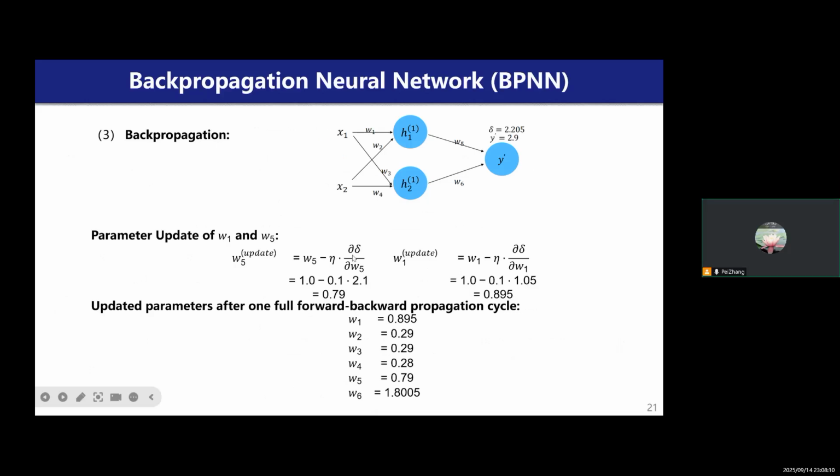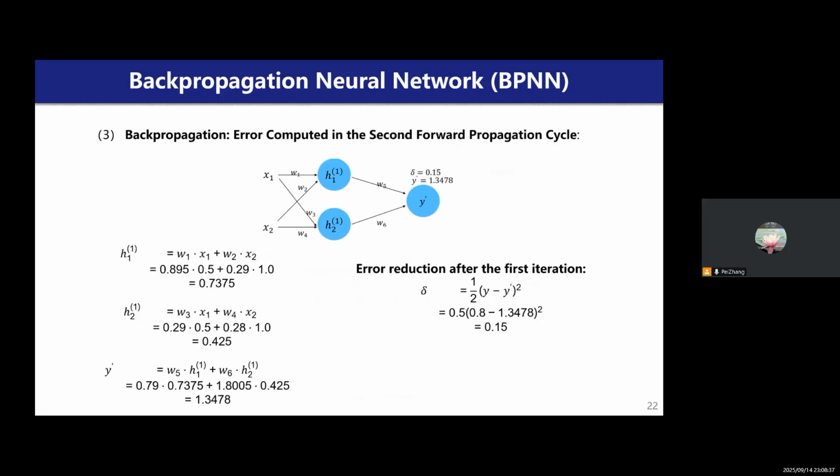In the backpropagation using this equation, the weight is updated as w5 minus eta multiplied by the partial derivative of the error with respect to w5. Then we obtain the new updated w5, which is equal to 0.79, and the updated w1 is 0.895. By changing these weights and recalculating the process, we can see the error value is decreasing.